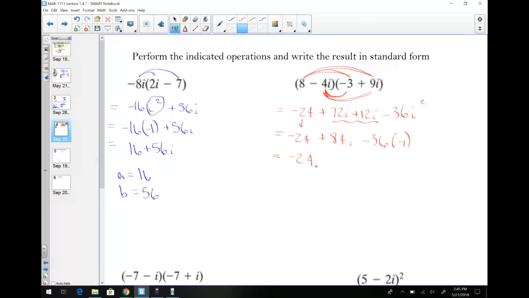So this is negative 24 plus 84i and then plus 36. Now you have negative 24 plus 36, which turns out to be 12. So I have 12 plus 84i. Notice I wrote it this way because it's in that form a plus bi, right? So my a in this scenario is 12, and my b is going to be 84.